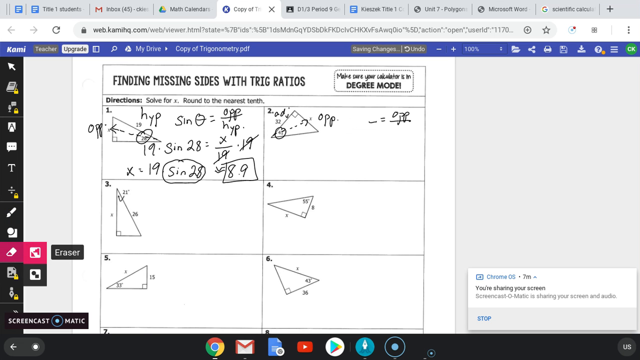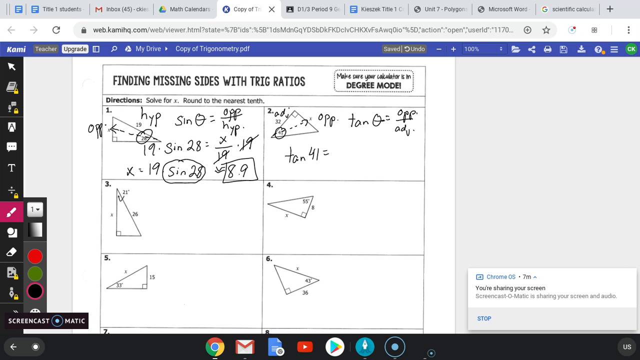My mistake here, thinking of the next problem. Opposite and adjacent is not cosine. It is tangent. So tangent of theta equals opposite over adjacent. Now let's fill in the blanks. Tangent of the angle measure, 41, equals the opposite side, which is x, over the adjacent side, 32.